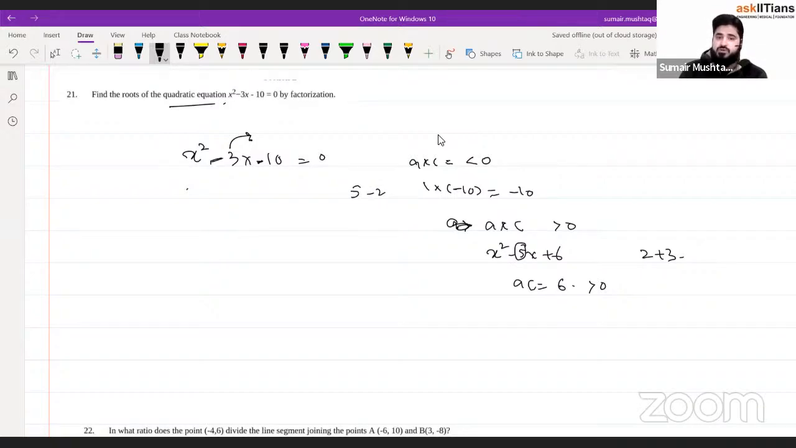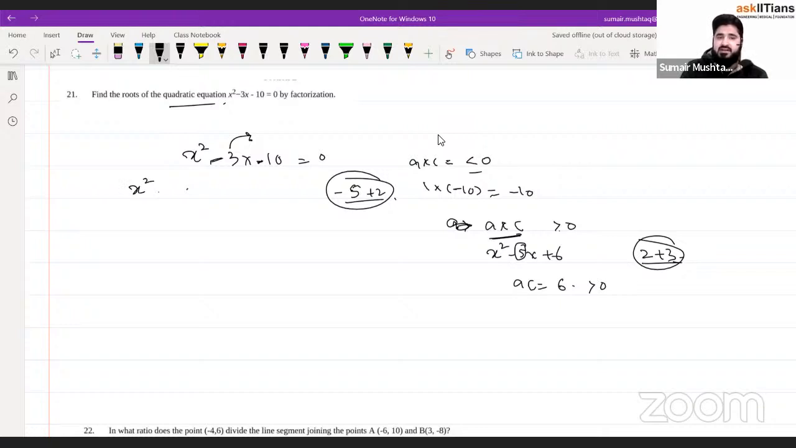But one should be positive. One is greater, another is smaller. The number which is greater will get the sign of B. The sign of B is negative, so this will get negative and this will get positive. I have got this by subtraction, and I have got that by addition. This all depends upon the AC. If it is positive, add the two things. If it is negative, subtract the two things.